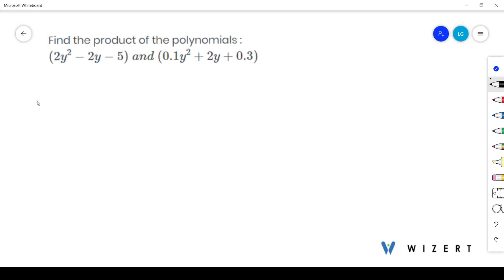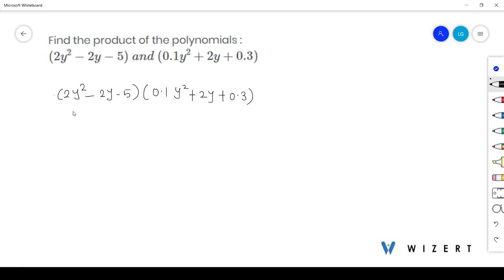Our question is: find the product of the polynomials. We have to find the product of 2y square minus 2y minus 5 and 0.1y square plus 2y plus 0.3.